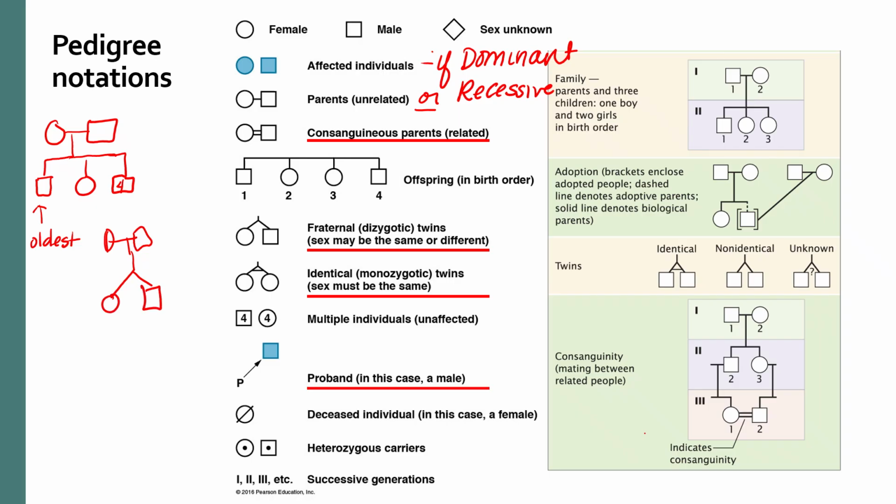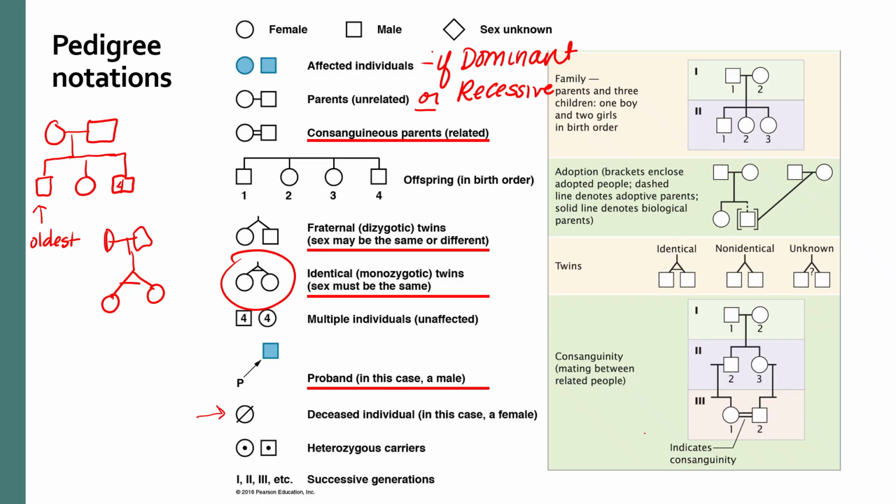And then if we have the bar in between, that's going to indicate identical twins or monozygotic. And those guys, because they're monozygotic, always have the same sex. We've got our proband notation here, first individual or the one under study. If there is a line through the circle or the square, it means they are deceased. And sometimes we will see a dot in the center, which means they are heterozygous and carriers.